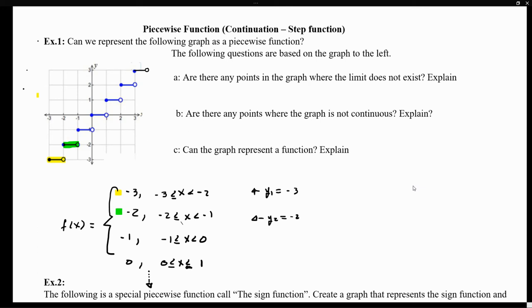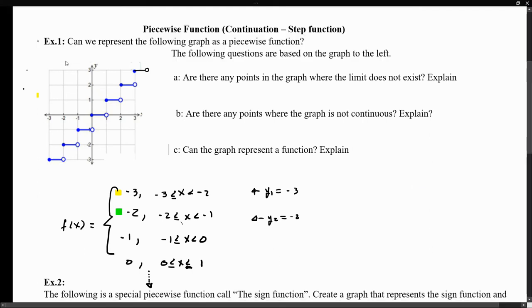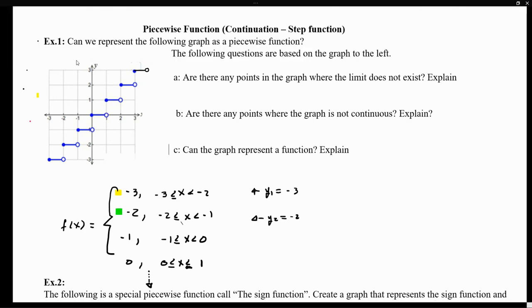So now let's try to analyze this. The following questions are based on the graph on the left, which is the step function. Are there any points in the graph where the limit does not exist? Think about this: the limit only exists if we approach the same value from the left and from the right. Notice that there are a lot of points where the limit does not exist.